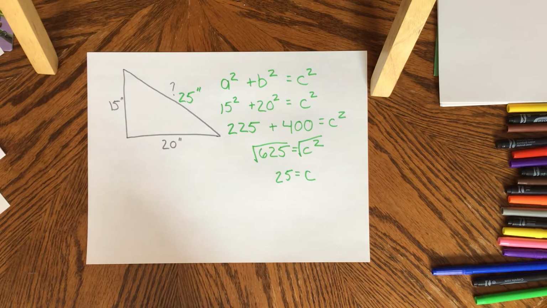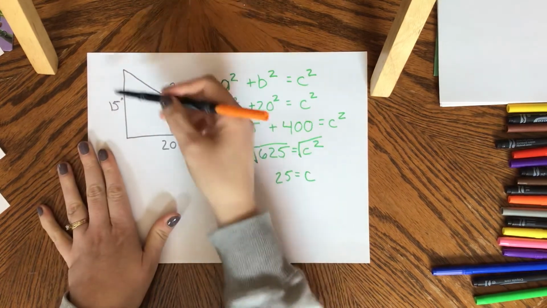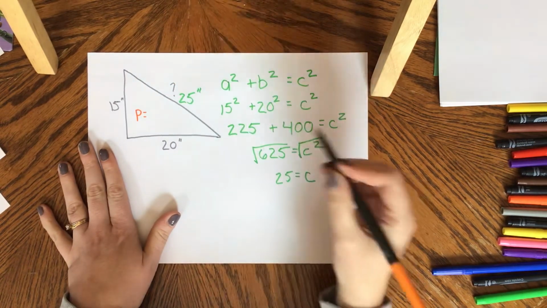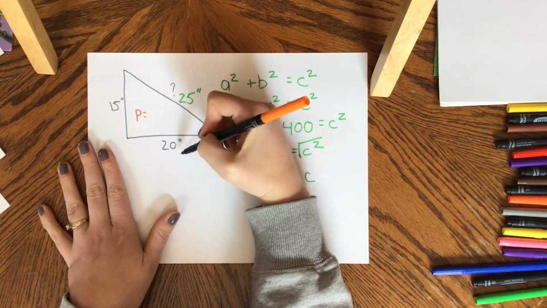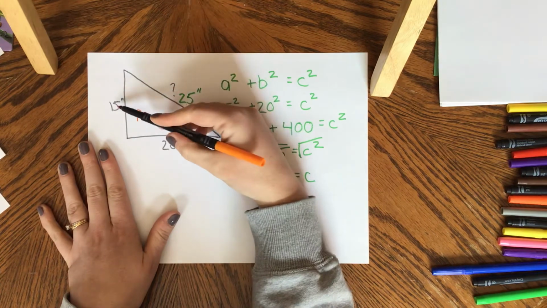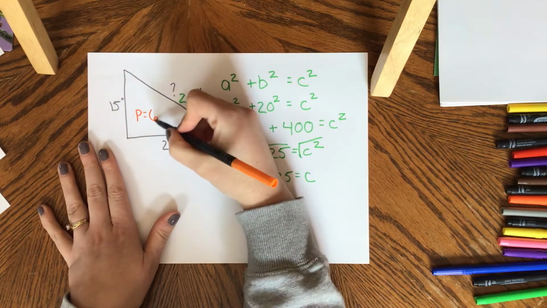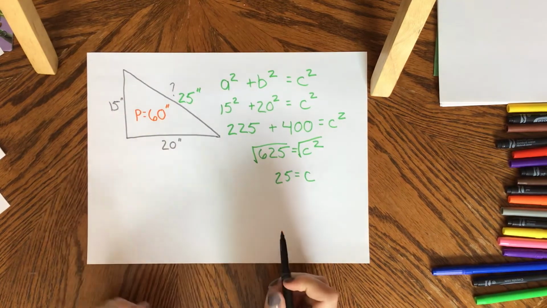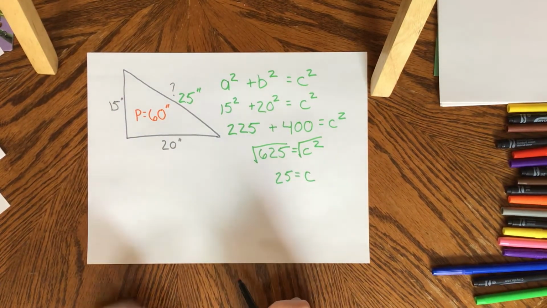So the perimeter, we could add all these up. So the perimeter, I'm going to put a P here. Perimeter equals 25 plus 20 equals 45, plus 15 more equals 60. So we have 60 inches total perimeter. Now I'm going to try to find my area.